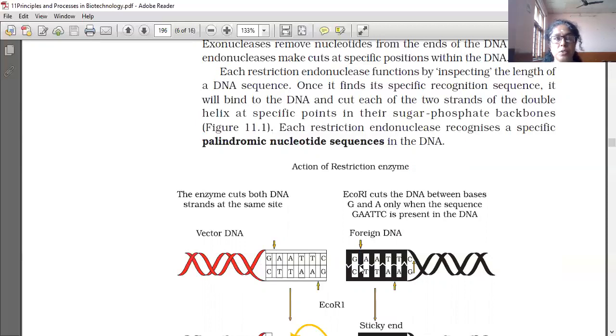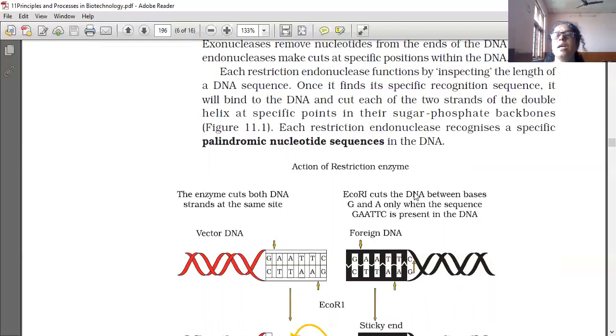So for every recombinant DNA technology, for every restriction enzyme, it will cut the vector DNA and foreign DNA at a specific sequence, the same sequence. The enzyme cuts both the DNA strands at the same site.